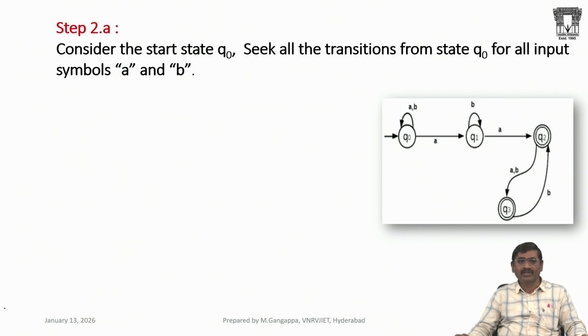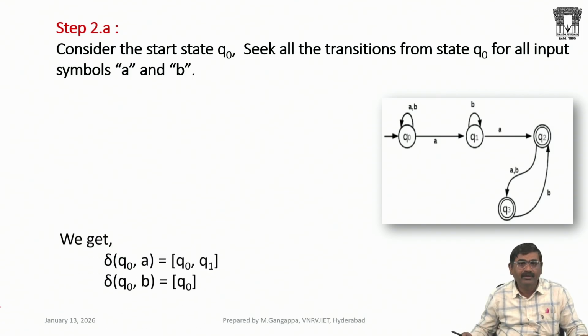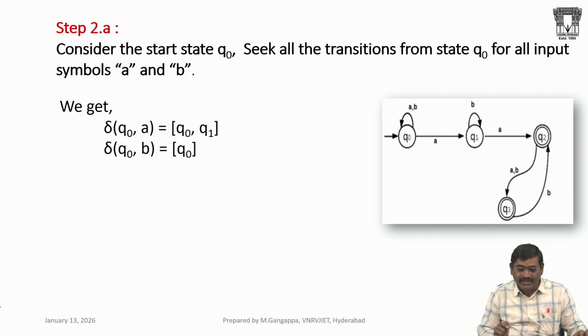Step number 1: first we need to consider the start state of the NFA. Here the starting state of the NFA is Q0. The inputs applicable on the start state are A and B. So let us apply this and do the transitions.